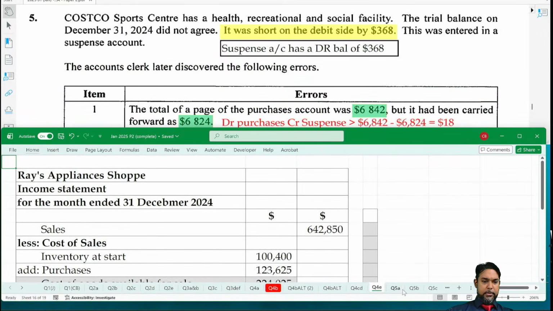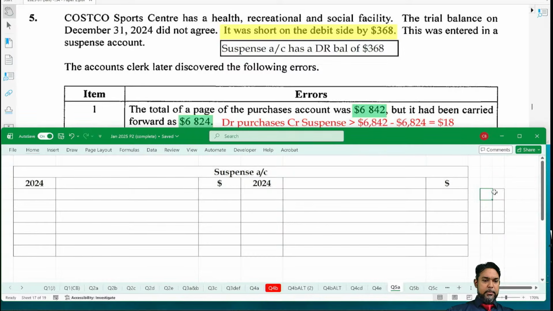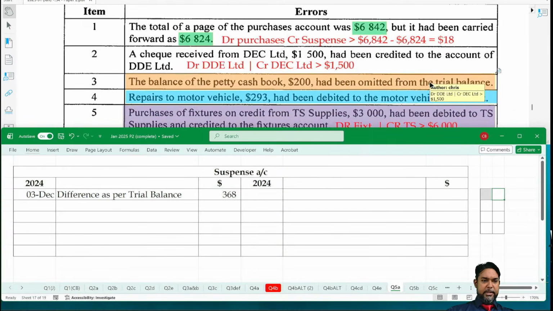Okay. Question 5. All right. Let me plug in any stuff as I have it, and then I'll make any adjustments. Right. So don't jot anything down. So the initial thing was here, right? We have to debit purchases, credit suspense for 18, right?